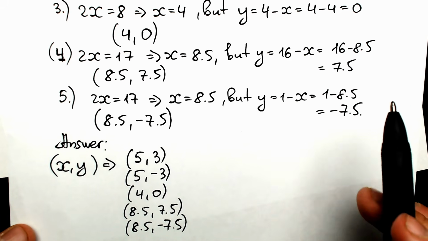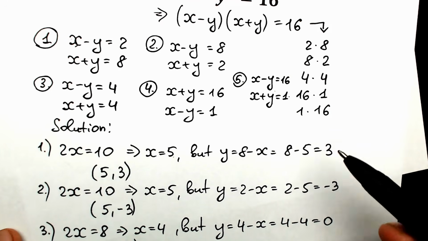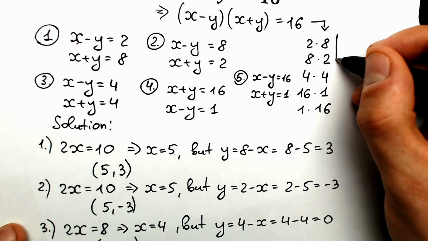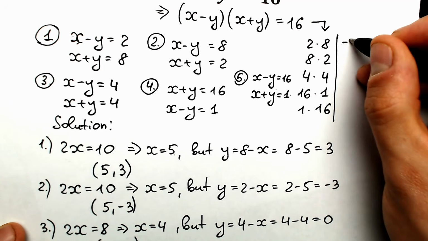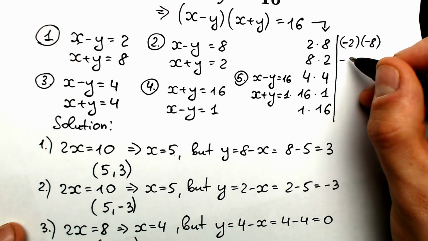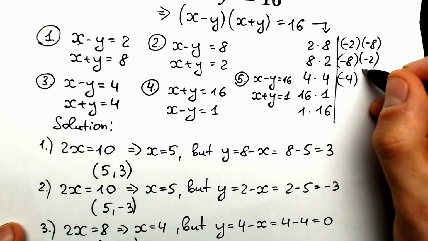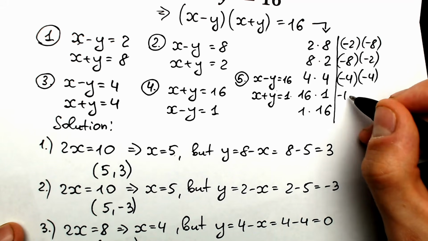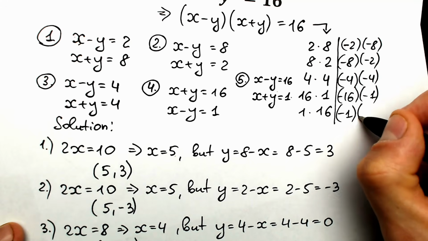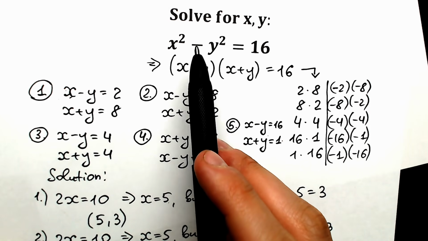And as I said before, we are talking about this branch. But in the same way, we can easily express this 16. Let's split it. We can express it as minus 2 times minus 8, minus 8 times minus 2, minus 4 times minus 4, minus 16 times minus 1, and minus 1 times minus 16. Because exactly in this question, we need to solve it for x and y. So we don't know exactly.